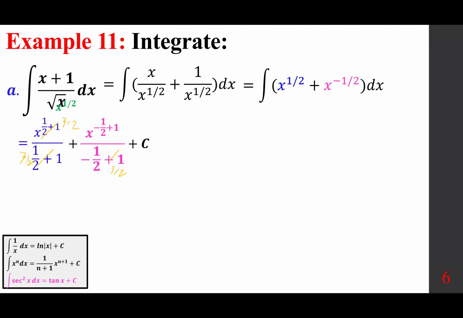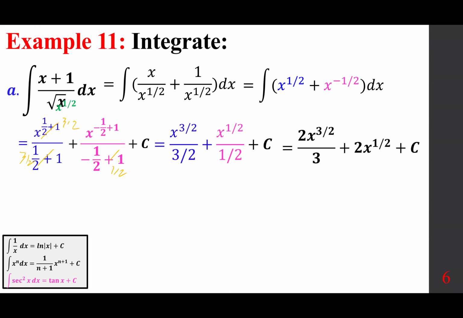And of course, division by 3/2 means multiplication by 2/3. 2/3 x to the power of 3/2 plus 2x to the power of 1/2 plus a constant. You can rewrite this in the following manner: 2/3 square root of x cubed plus 2 square root of x plus a constant, to put it in the same format. That's pretty straightforward, everybody.